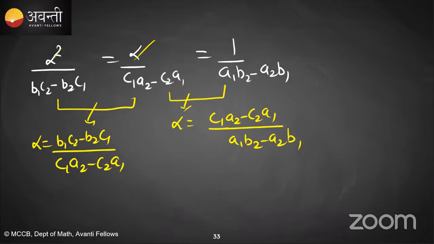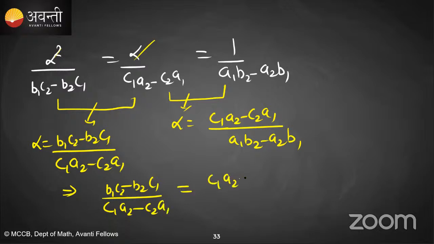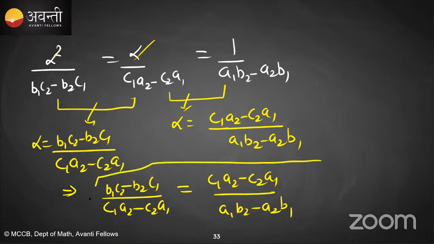Is this clear? So it means these two quantities should be different. Yes or no? These two quantities should be different, right? So it implies what? It implies B1 C2 minus B2 C1 divided by C1 A2 minus C2 A1 is equal to C1 A2 minus C2 A1 divided by A1 B2 minus A2 B1. Is this clear or not? Tell me quickly. Right?